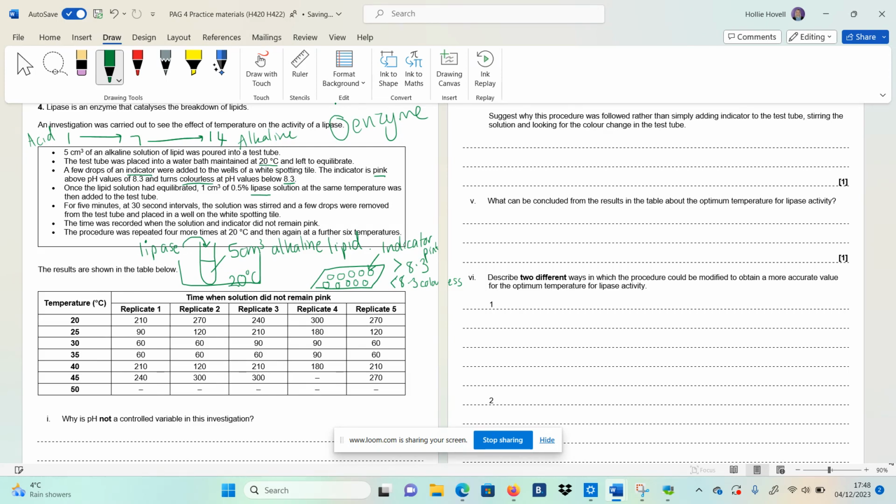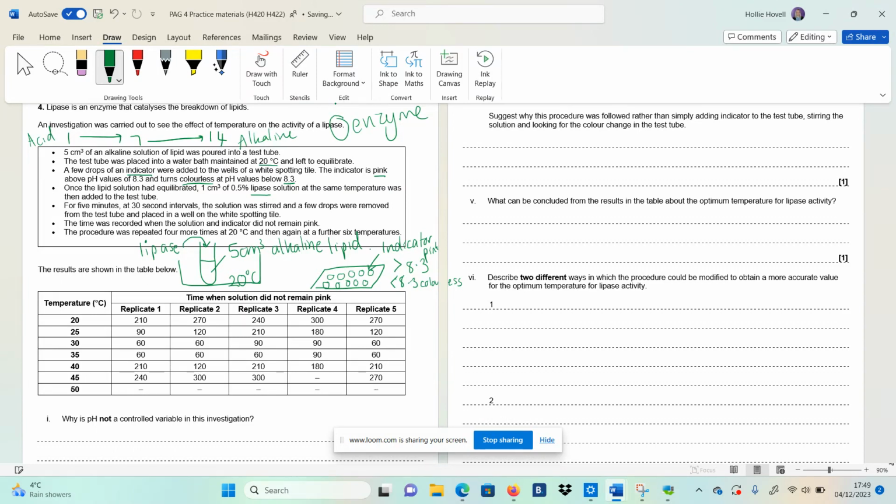They then repeated it 4 more times at 20 degrees C, and then again at a further 6 temperatures. So they repeat 1, 2, 3, 4, 5 at 10, then repeated 1, 2, 3, 4, 5 times at 25, etc. Why is pH not a controlled variable in this investigation?